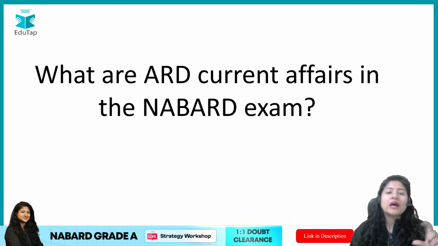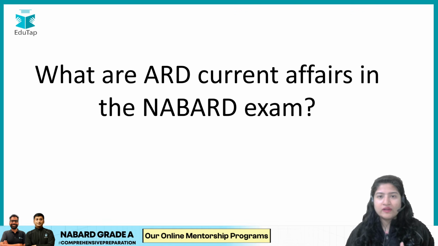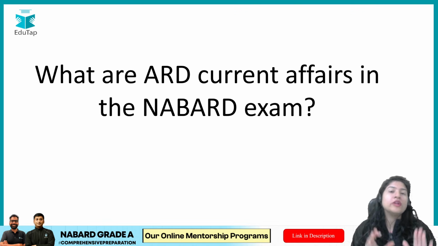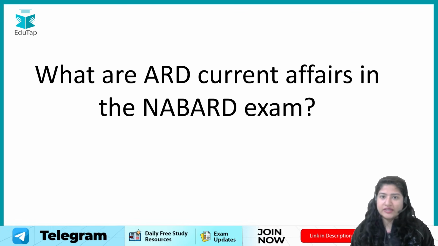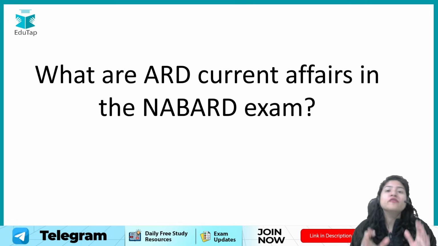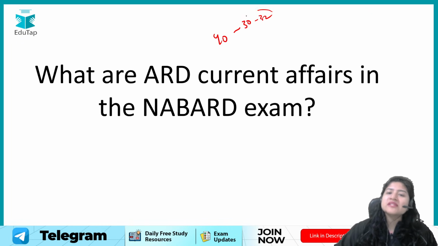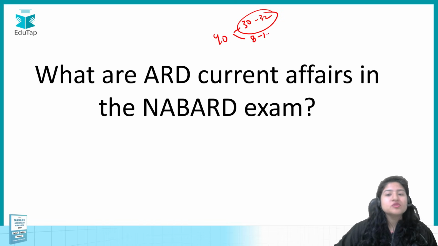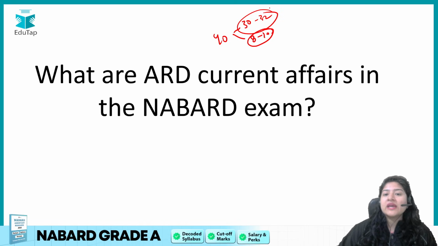Starting with what ARD current affairs are in the NABARD Grade examination. ARD, as the name suggests, is Agriculture and Rural Development. I hope by now you know the syllabus of the exam: you have ESI, ARD, and GA sections. In the ARD section, 40 questions are asked in Phase 1. Out of these 40 questions, 30 to 32 are asked from static only, but 8 to 10 questions you can observe from ARD current affairs.